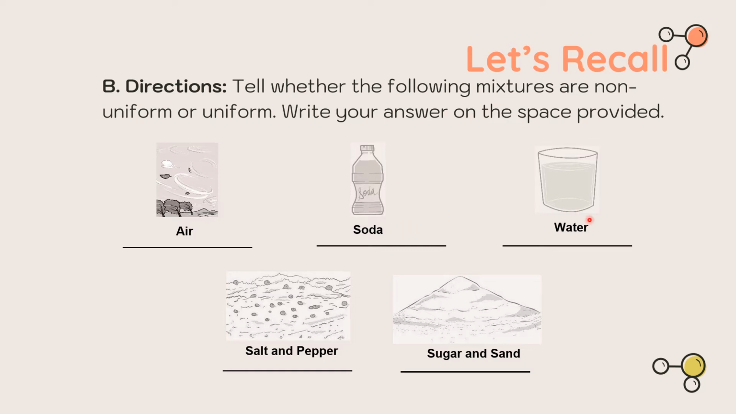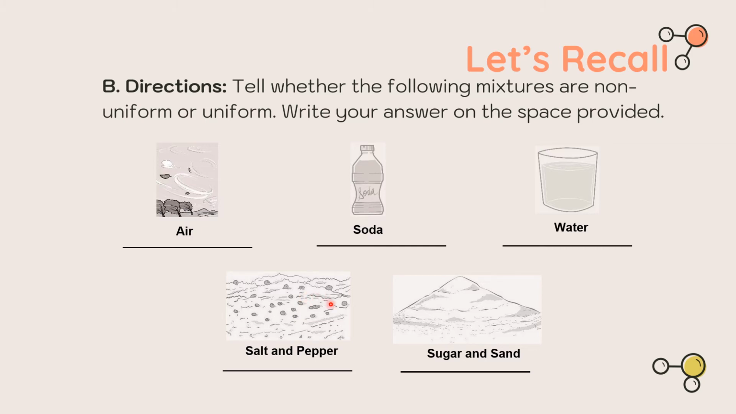Okay, so let's proceed with the next picture. Water. Is it uniform or non-uniform? The components of water are hydrogen and oxygen, of course. So next, salt and pepper. Is it a non-uniform or uniform mixture? As you can see, there are pieces of particles that you can see. So is it uniform or non-uniform?